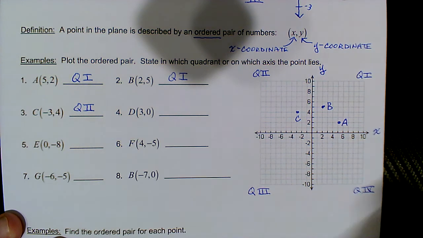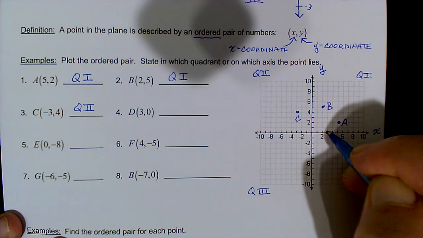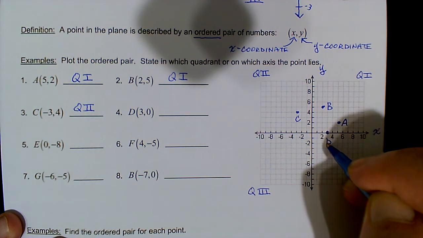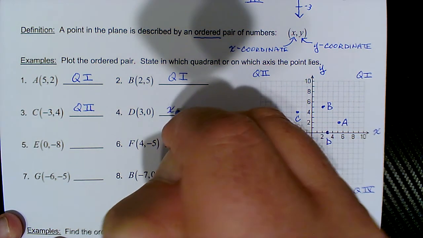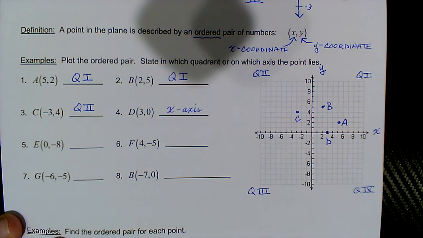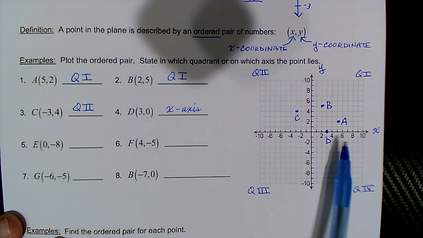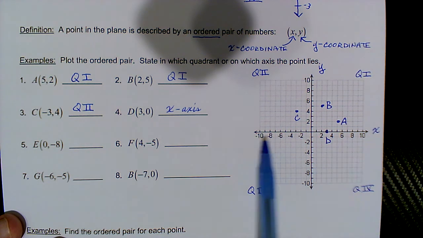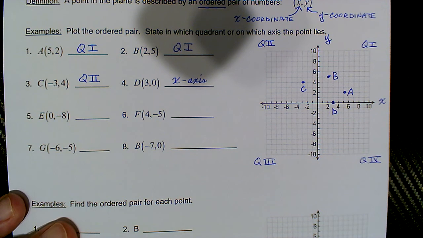Okay, (3, 0). So in the x, 3 units, but in the y, 0 units. So we're actually on the x-axis, and that's the point D. So here we're not in a particular quadrant. The point lies on the x-axis. And something to note there is that any point that lies on the x-axis will have a y-coordinate of 0, because you're not moving in the y direction, you're just moving in the x direction. That's something that's going to be important to note, and will come in very handy later on.